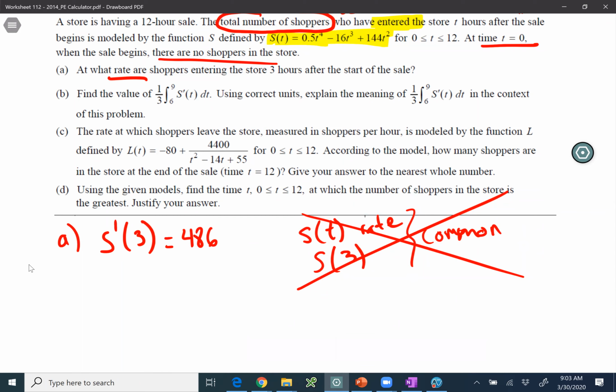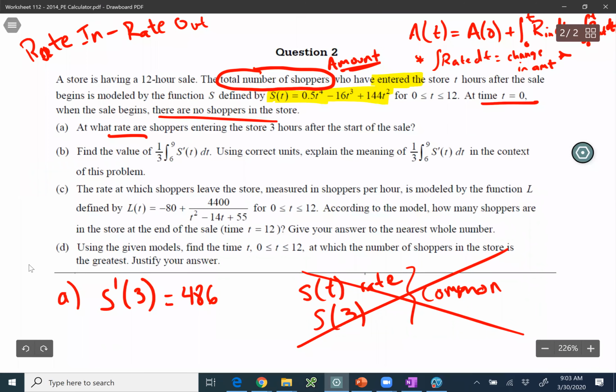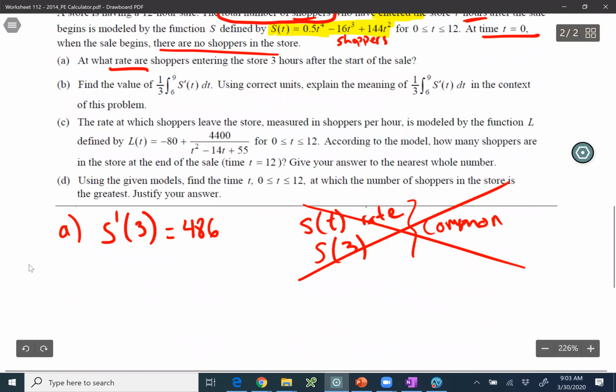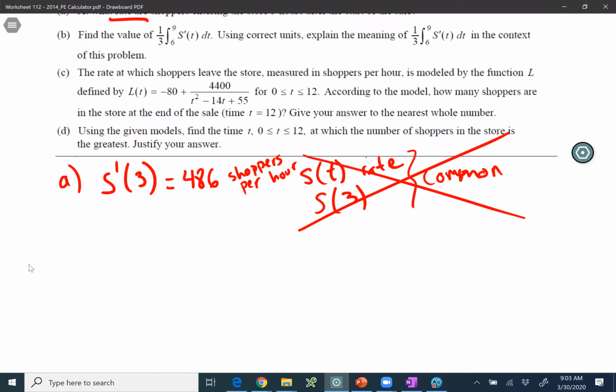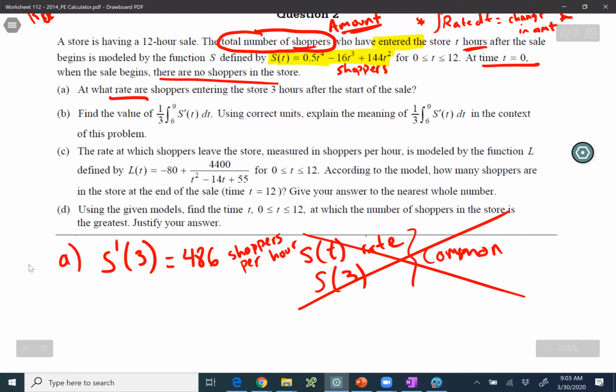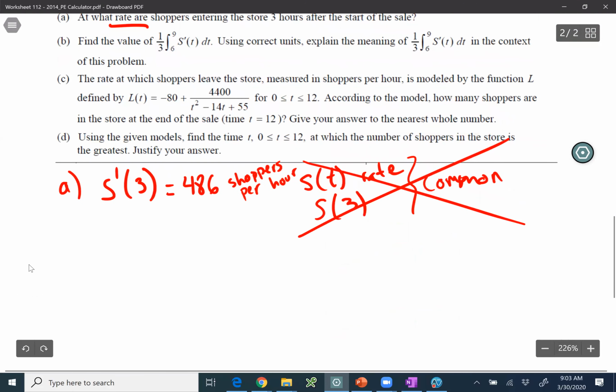It's just 486. Now, if we wanted to indicate units, S of t was the total number of shoppers, so the units of S of t was shoppers. And they're saying t is in hours. So if we take a derivative, we're going to add on that per time. So this would become shoppers per hour, or you could use the slash, like shoppers/hour. But if you didn't have the units there, it's okay. They didn't ask for them. We go back and we make sure we read it: at what rate are shoppers entering the store at time 3? They don't ask for it. We're okay.